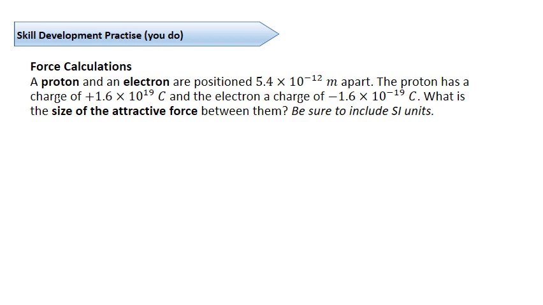Okay, question number 3, another force calculation problem. A proton and an electron are positioned 5.4 times 10 to the negative 12 meters apart. The proton has a charge of 1.6 times 10 to the negative 19 coulombs, and the electron a charge of negative 1.6 times 10 to the negative 19 coulombs. What is the size of the attractive force between them? Be sure to include SI units. I want you to pause the video now, have a go at this problem, and we'll do it in a moment.